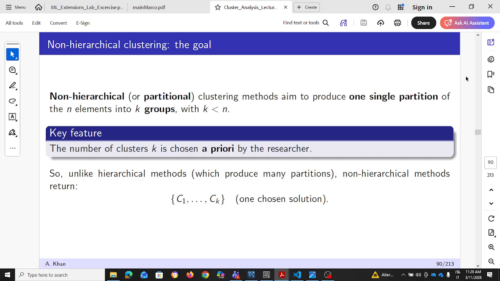So now moving to non-hierarchical clustering. In hierarchical clustering, we don't know the value of k. But in this case, we know the value of k a priori. So we choose the number of clusters we want to make: 3, 4, 5, 6. We choose how many partitions we want. And k should be less than n. N is the number of units in your data, and k is the number of groups. So if n equals 1000, k equals 5, and 5 is less than 1000.